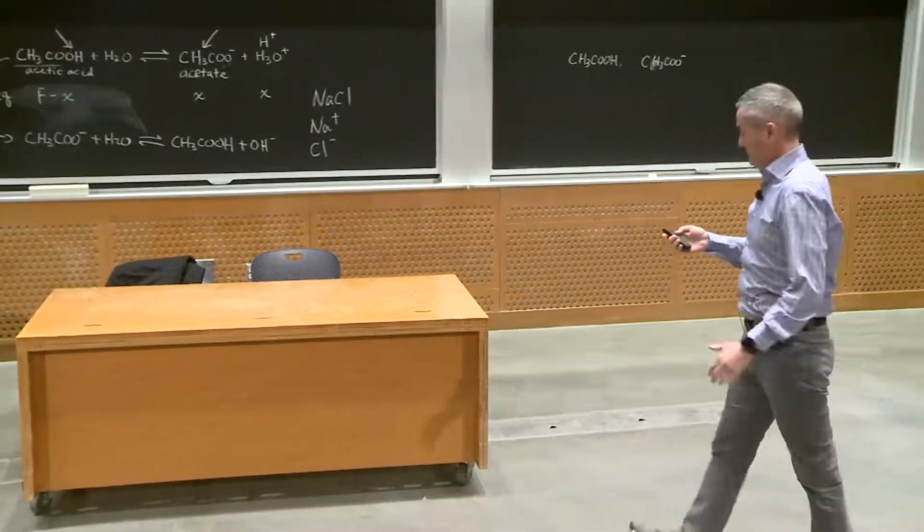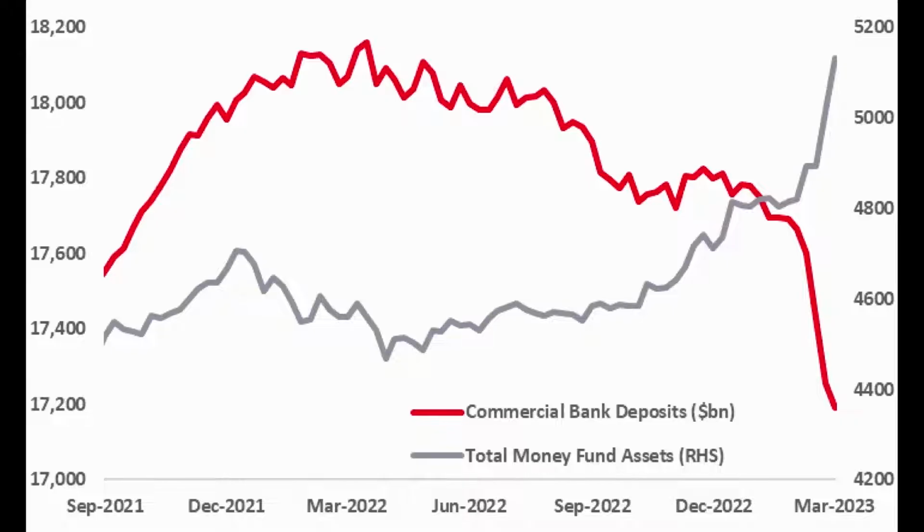So here you have, for example, commercial bank deposits. As I said, as the Fed began to hike, so focus on the red line, the Fed began to hike rates, then people began to move their money out of deposits into US treasuries, money market funds, things of that kind. That was normal.